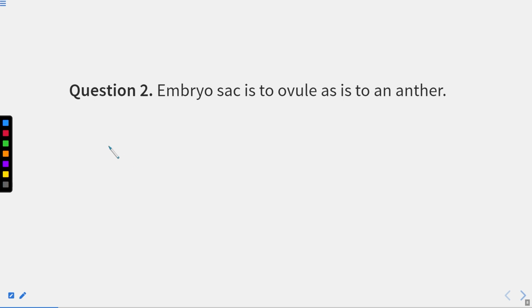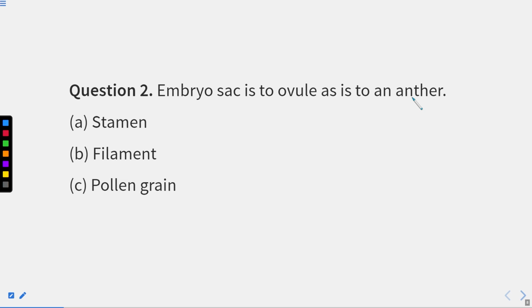Now let's talk about question number 2. The embryo sac is to ovule as blank is to the anther. In the question they are saying embryo sac is to ovule. Now what does anther represent? They have given you the options: stamen, filament, pollen grain, or androecium. What is anther related to?